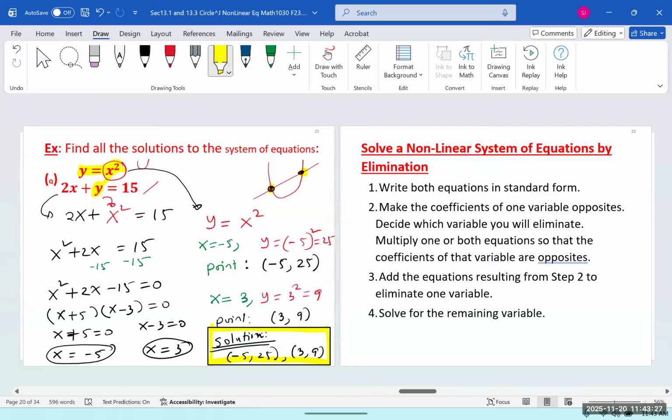Now the second method is called elimination method. Another name for elimination method is addition method. I love this method. Me too, it's my favorite method. In elimination method, we eliminate one variable and work with the other variable.